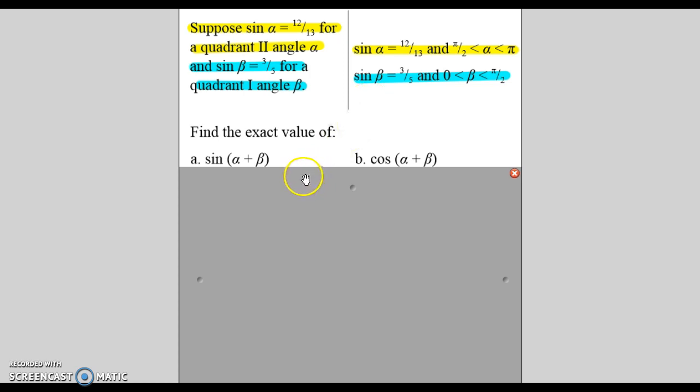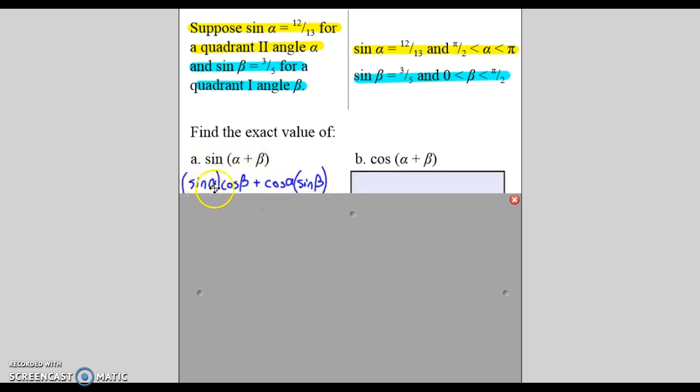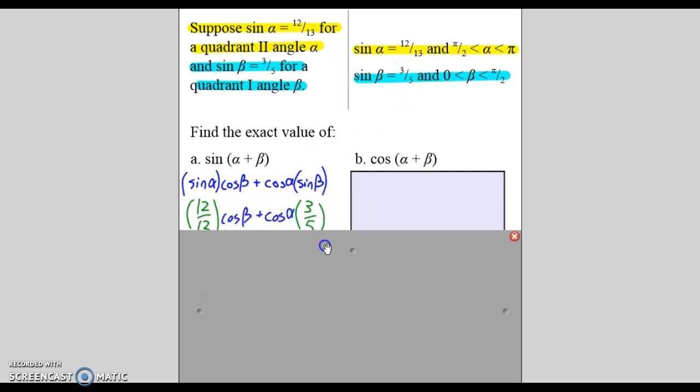Then what I'm asked to do is find the exact value of both of these. Well, here's what I'm going to do. I'm going to start here with A, and I'm going to find sine of alpha plus beta by using the identity. Sine alpha times cosine beta plus cosine alpha times sine beta. Well, you'll notice something. These two things I have in parentheses here, those are actually given to me right here. So sine alpha is 12/13, and sine beta is 3/5. That's the information I'm given. Which means sine alpha becomes 12/13 and sine beta becomes 3/5.